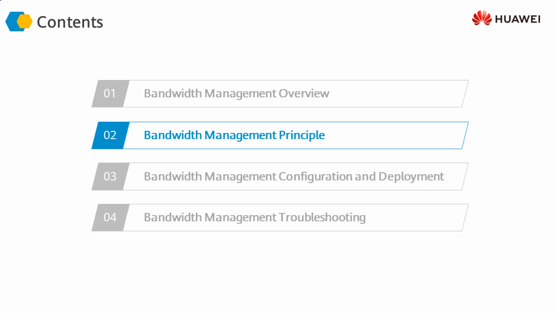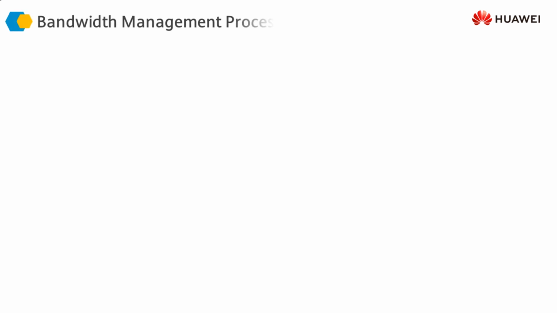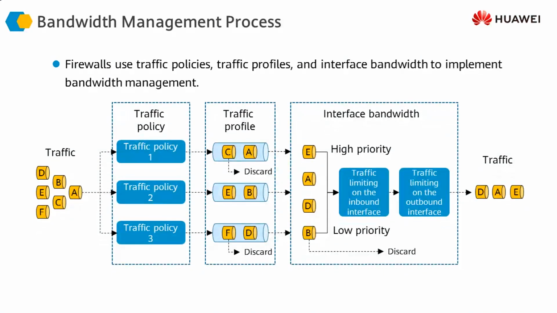Hi, in this video we are going to look at bandwidth management principles, which in other words means that we are going to look at the bandwidth management concepts and the theory of bandwidth management a little bit in more detail. If you look at the bandwidth management process, it consists of three key concepts. One is called traffic profile, the other one is called traffic policy, and the third one is called interface bandwidth. By using these three features together, we achieve bandwidth management in a firewall.